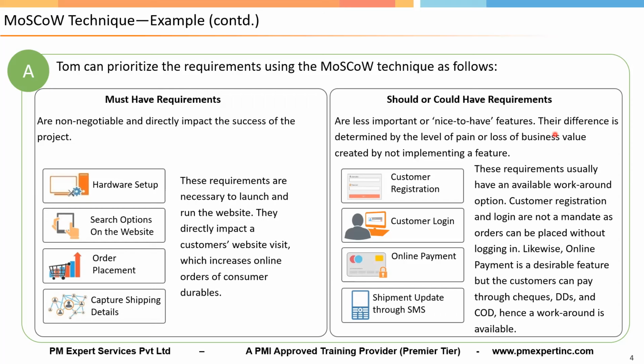Anyway, whatever your must have or should have or could have requirements are, it is more business driven. Yes or no? Yes. Right? And now, what about capture shipping details in must have? This, I think, can be a part of should have or could have. The only thing is, if there's a guest buy, if you allow buying without registration, then you have to capture some details, address and all.